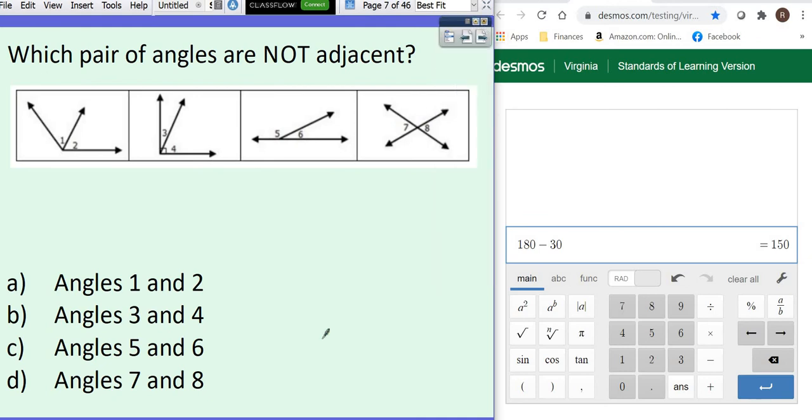And let's look at this. It says, which pair of angles are not adjacent? Okay, so that means they are not sharing a side. Well, angle 1 and angle 2 definitely share a side right there. Angle 3 and angle 4 definitely share a side there. 5 and 6 share a side here. But if you look at angle 7 and 8, they may share a vertex, but they do not share a side. They are vertical. Vertical angles are never adjacent. Okay?